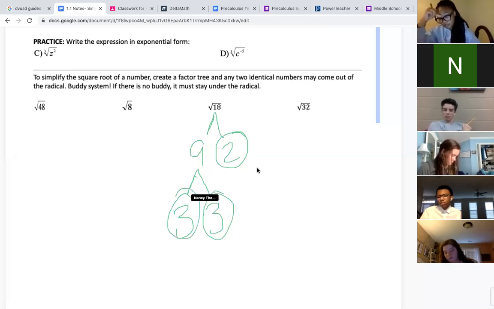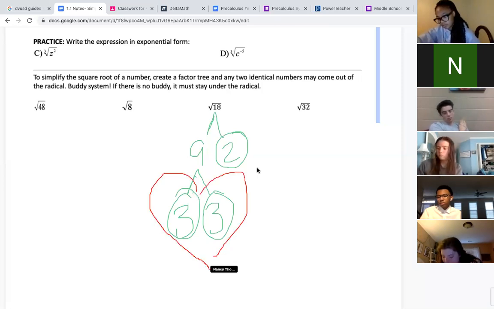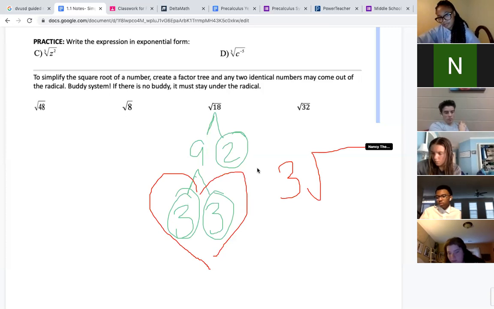And then now we get to partner off our perfect pair of 3s, and their couple name is just 3. So they're going to go to prom, but 2 does not have a date, so he stays at home inside the house.